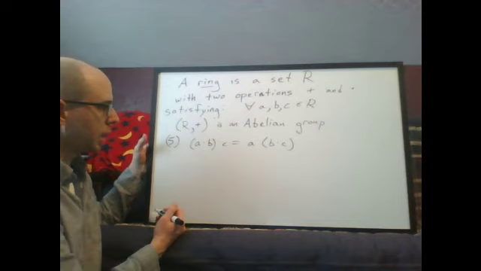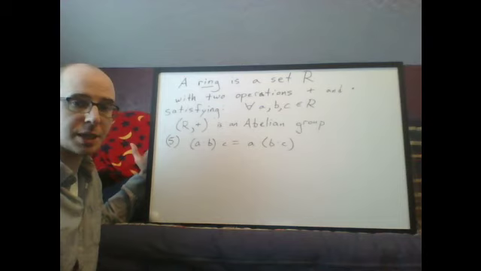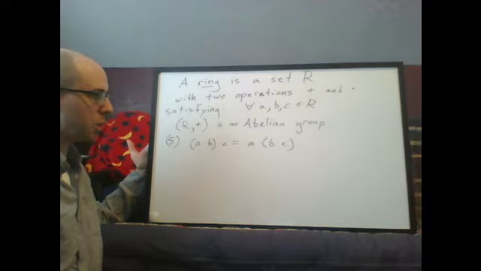Okay. We don't have the other three properties for multiplication that we had for addition. So we do not have an identity element for multiplication necessarily. We do not have inverses for multiplication. And we don't have commutativity for multiplication. We might have those things, but we don't have them in general.